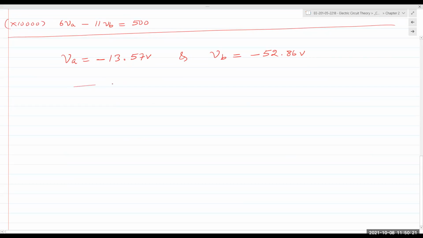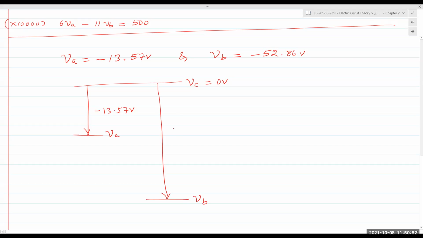C was a reference. VC is 0 volts. With respect to C, VA, point A, is 13.57 volts below C level. VA is right here, minus 13.57 volts. And with respect to C again, VB, again, it's obviously not to scale. It's minus 52.86 volts. That's all it means. Doesn't mean anything else.